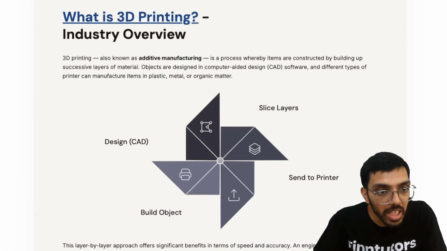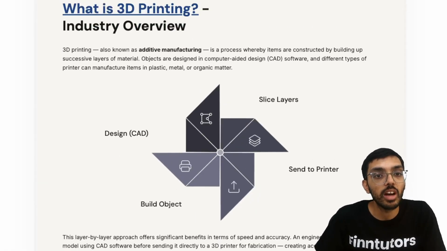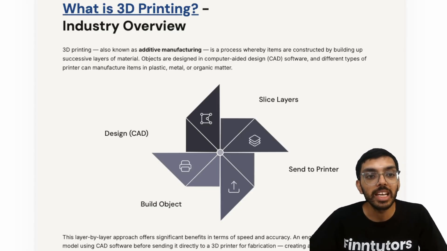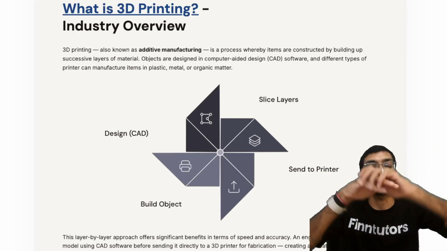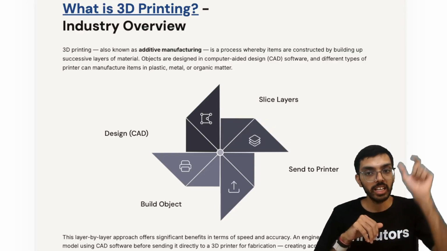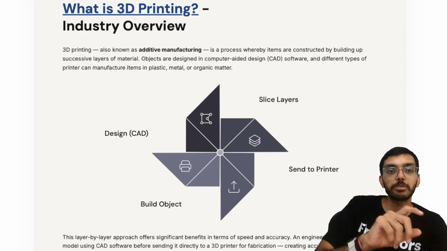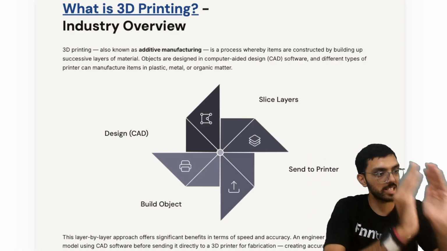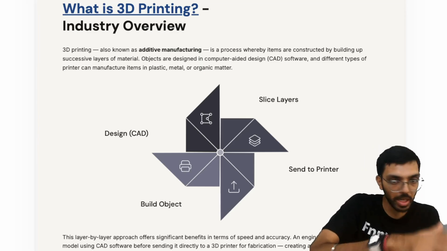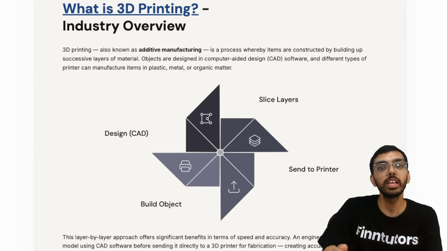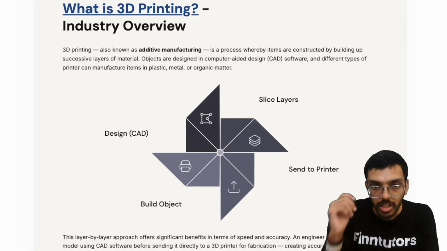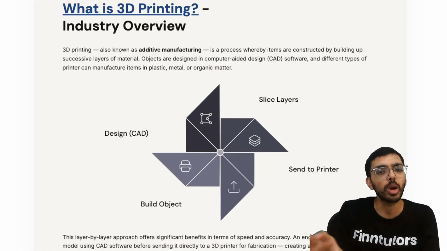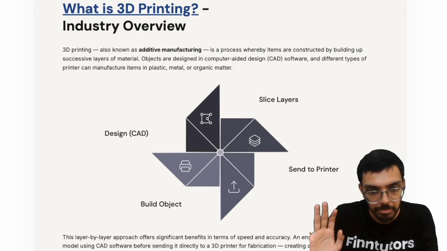So, okay, what is 3D printing? 3D printing is also known as additive manufacturing. It's a process whereby items are constructed by building up successive layers of material. Objects are designed by software, and different types of printers can manufacture items in plastic, metal, organic matter, layer by layer by layer. You first design it in a computer, you hit the print button, and then a printer actually builds that product layer by layer automatically. That's the 3D printing process, simply explained.